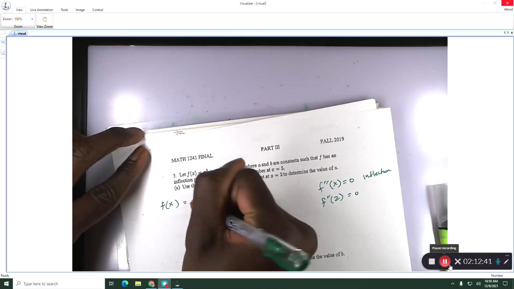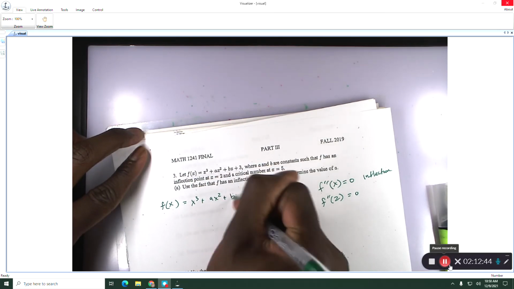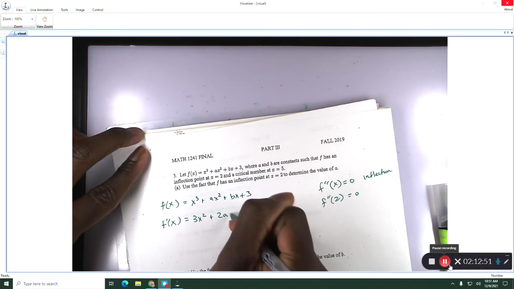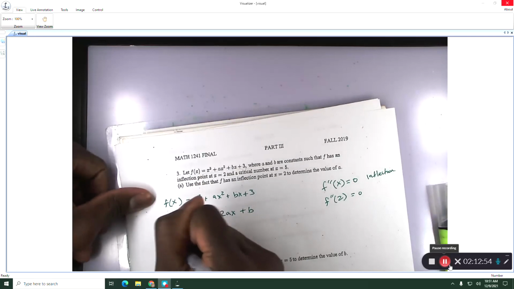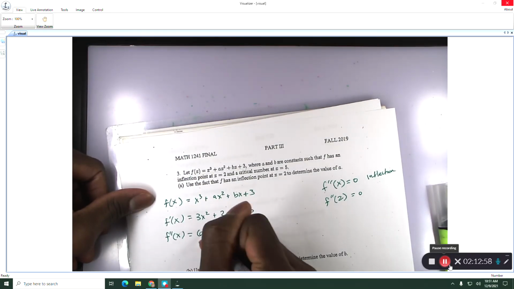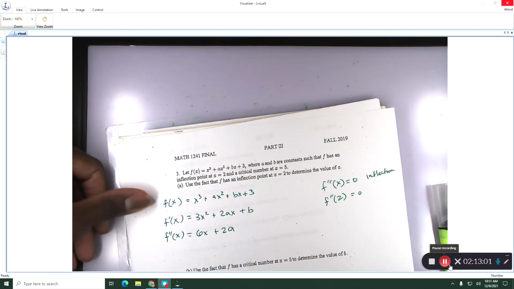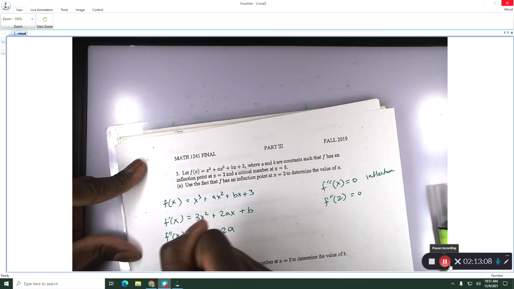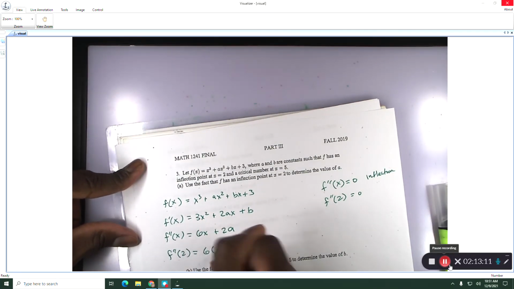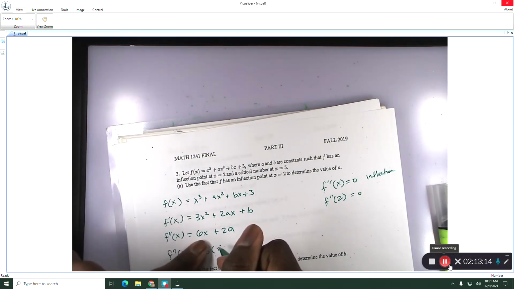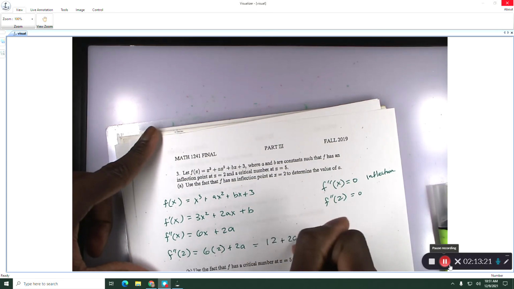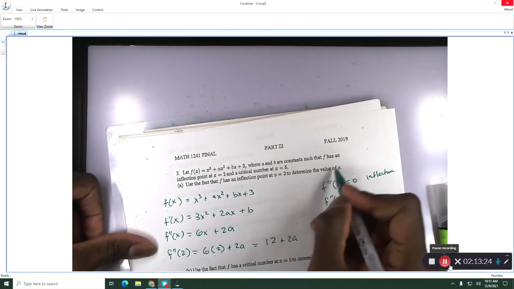So I gotta find my second derivative. My first derivative is 3x squared plus 2ax plus b. F double prime of x is going to be equal to 6x plus 2a. All right, and how does that help me? Well, I know that f double prime of 2 is going to be equal to 6 times 2, so I can get rid of x. That gives 12 plus 2a.